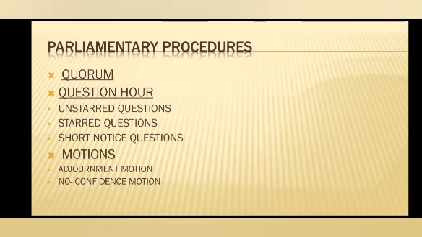No confidence motion. In a parliamentary setup, the Council of Ministers works till it enjoys the confidence of the legislature. If a successful motion of no confidence is passed in the Lok Sabha, the Council of Ministers has to resign. And if, on the other hand, the majority votes against the motion, the government survives.